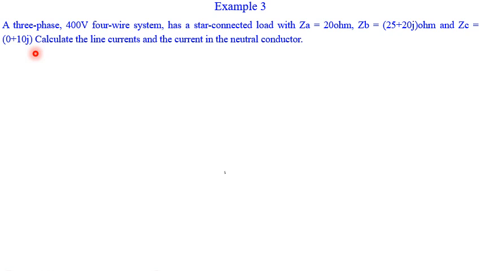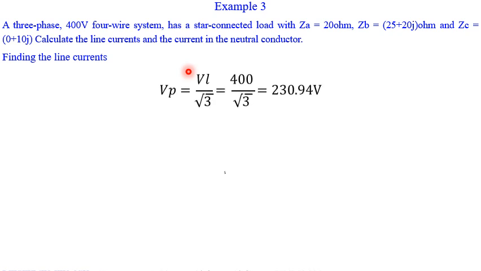So we need to calculate the line current. Since it is connected in a star connection, we have to find the line current. And to find the line current, we have to first of all find the phase voltage. Phase voltage is equal to the line voltage divided by root 3. And the line voltage was 400. Divided by root 3, we get 230.94 volts.